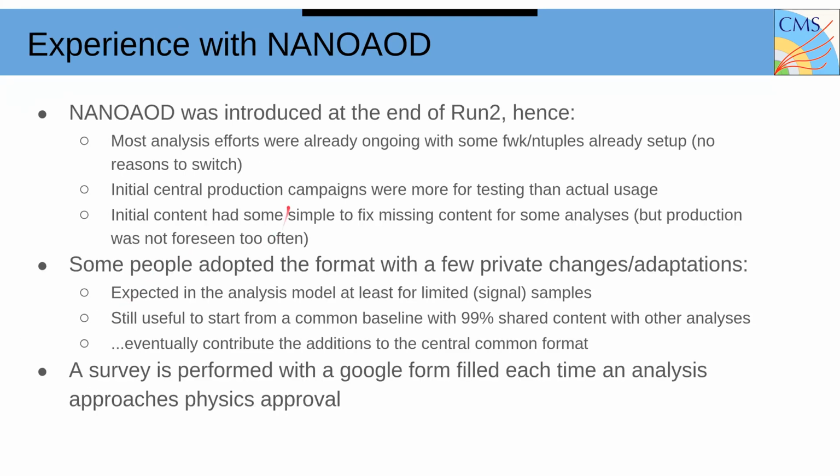Now let's get to our experience with NanoAOD after a couple of years. It was introduced at the end of Run 2, so most of the analysis efforts were already ongoing with some existing framework and tuples already set up. As I also said in the previous talk, there is no reason to switch when you already have something, unless you really have great benefits. In addition, the initial central production campaigns were more for testing than for actual usage, and the content we had in the beginning was missing some stuff that was easy to fix, but still needed to be added.